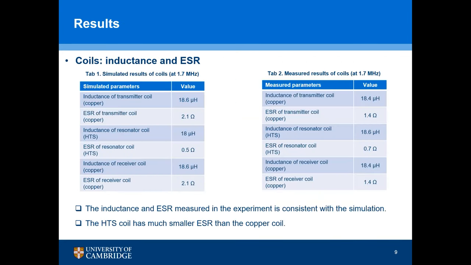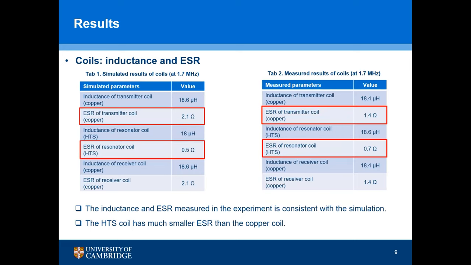Let's turn to a results discussion. The two tables list the simulated and measured results of coils. We can see their corresponding inductance and ESR basically match. More importantly, the superconducting coil has a much smaller ESR than the normal coil.